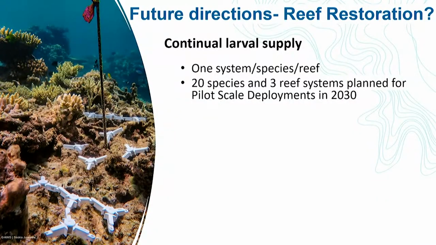A question that might be on your minds in terms of restoration, outplanting, and I want to talk about the scale of this and the limitations, is we know that the pilot scale deployments in 2030, there's 20 species across 3 reefs which are planned. If we do crunch some basic numbers, it looks like we'll need one system per species per reef if we want to keep up with that year-round spawning or offer another opportunity to outplant in winter. So it would require quite a lot of infrastructure and staff power to get that as a reality.